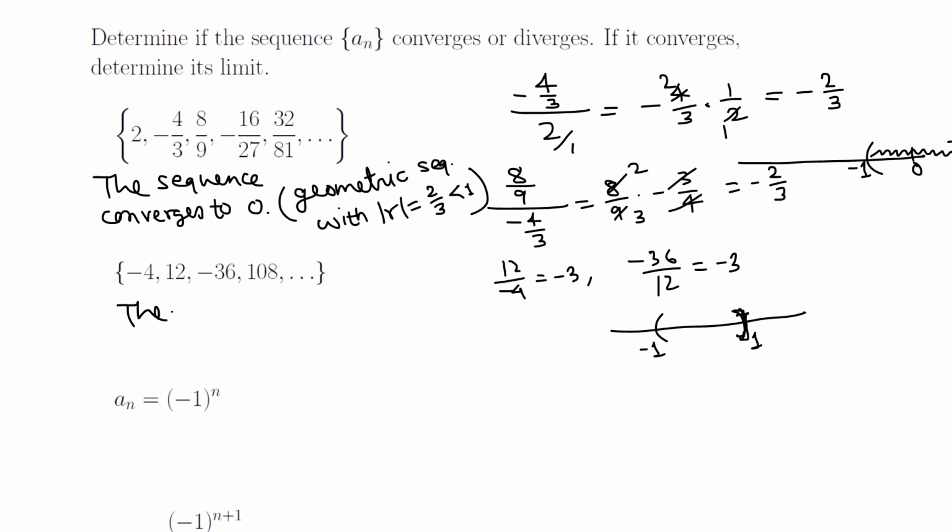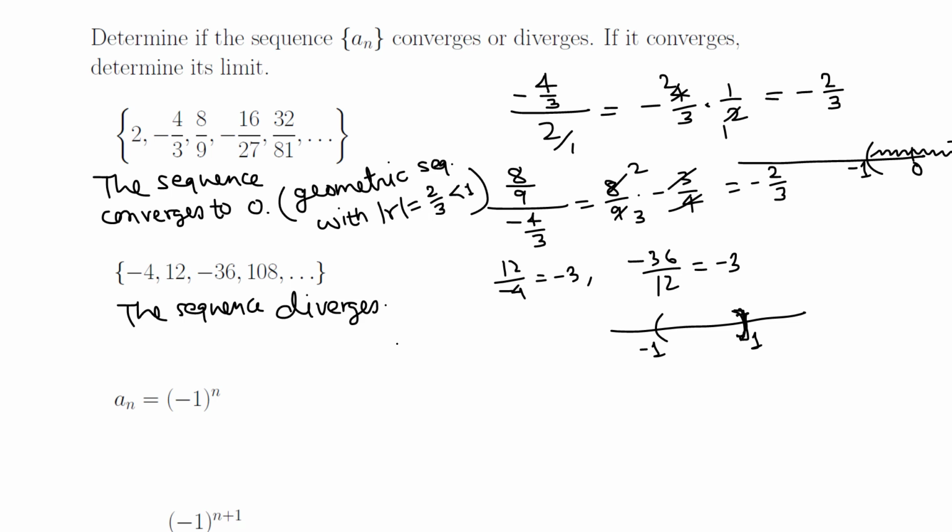So the sequence, as you can see, the numbers are getting bigger and bigger with plus minus. So they are not going to settle to a finite number. Okay, the sequence diverges.